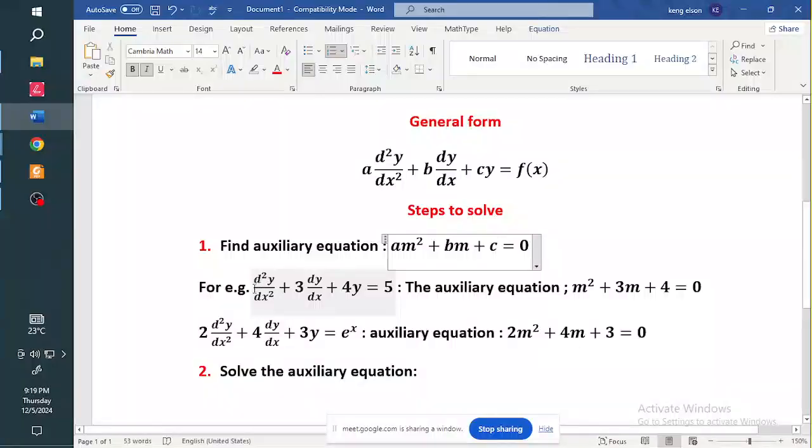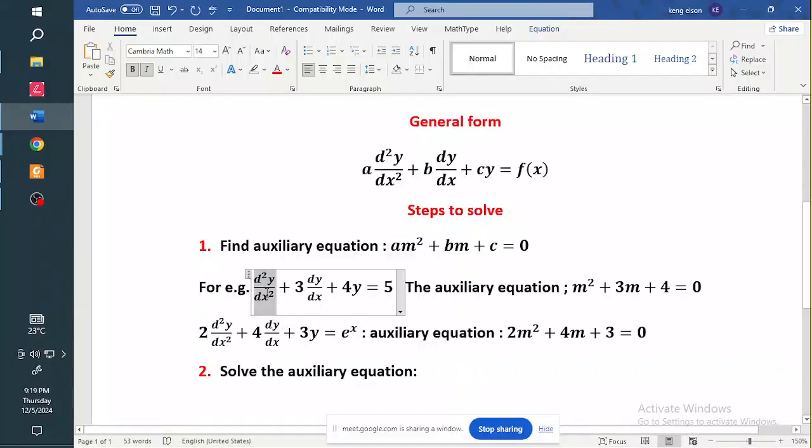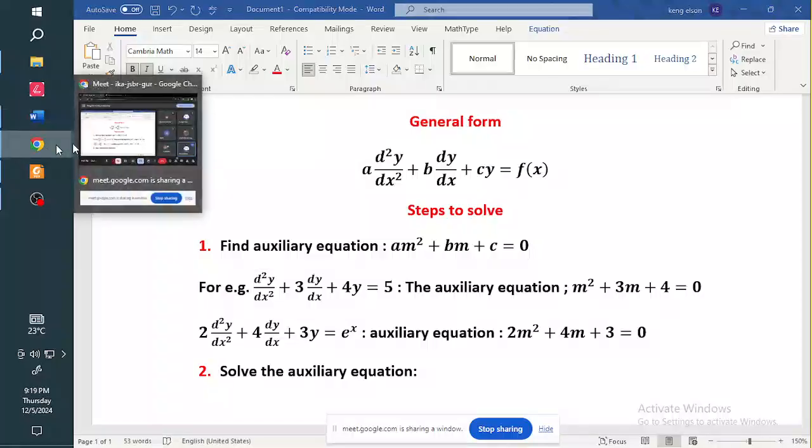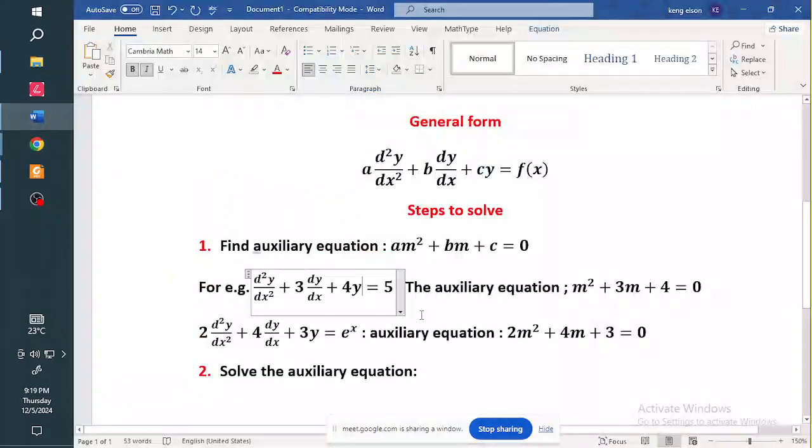So that's why in this case the constant here is 1. That's why I'm just replacing d squared y by dx squared with m squared, I'm replacing dy by dx with m to the power 1, and I'm replacing y with m to the power 0. Then I'm multiplying by the coefficients of d squared y by dx squared, dy by dx, and y itself. I don't know if it's okay now. Yes, okay. So that is it.